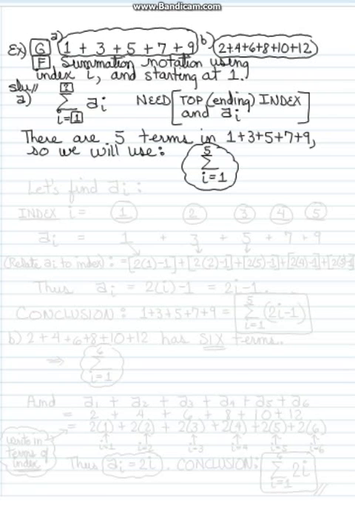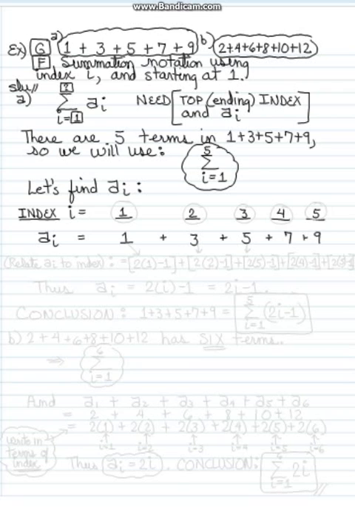Next, we have to find a formula for the ith term. To find a sub I, we want to list the indices. The index, which we call I, will first be equal to 1 for the first term, and then 2 for the second, 3 for the third, 4 for the fourth, and 5 for the fifth. So the ith term, a sub I, is equal to 1, plus 3, plus 5, plus 7, plus 9. I've lined up the terms under the appropriate index I.